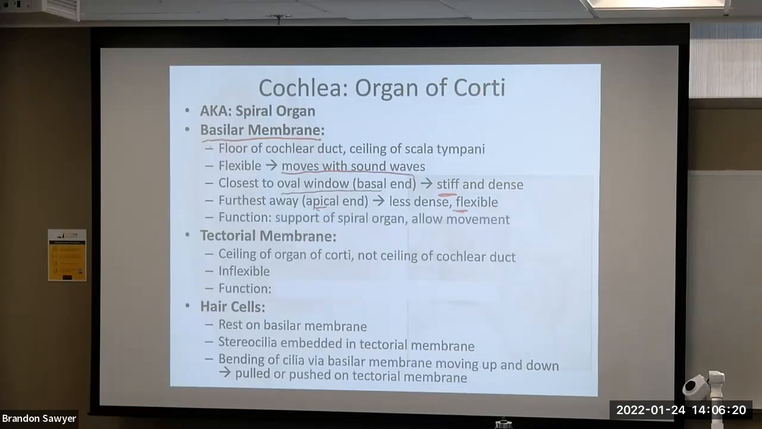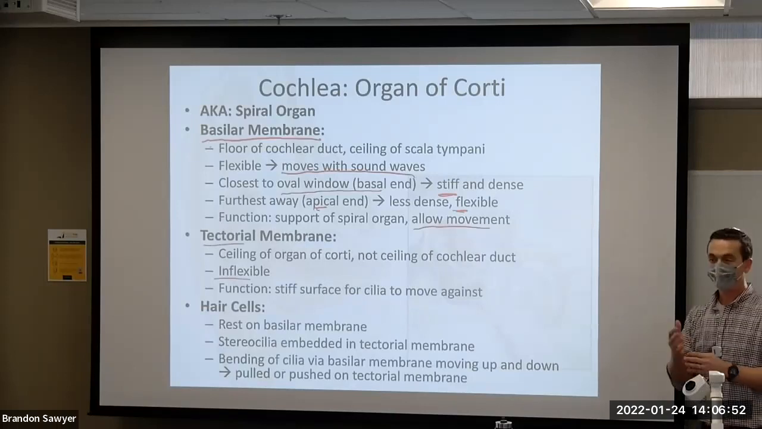Okay, and the function of this one is to support that spiral organ and anchor those hair cells, but also allow for that movement. So it can move when sound waves vibrate through it. Okay, so that's the bottom, but then the top where the hairs are sticking up, we have another membrane called the tectorial membrane. Okay, and this is like the ceiling of the organ of Corti, and this is where the hair cells are embedded into. Okay, so this one doesn't move at all. And so the function of this is like a stiff surface for the cilia to move against.